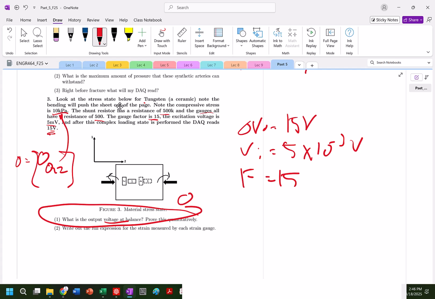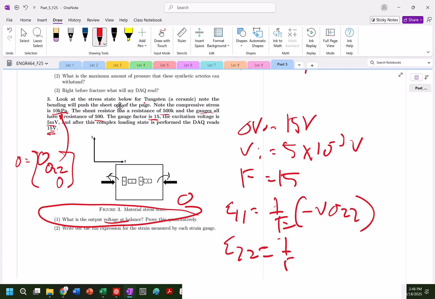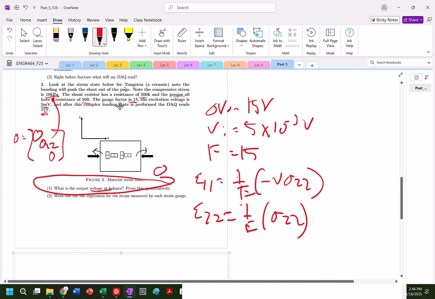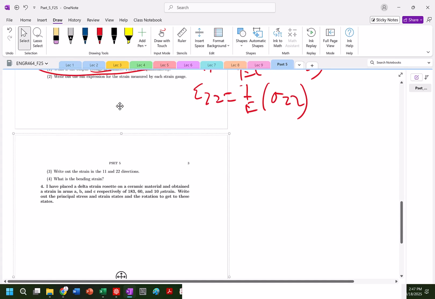So let's look at our strain. Our strain in the 1,1 direction is going to be equal to 1 over E times, now there is no sigma 1, so it's just going to be minus nu sigma 2,2. My strain in the 2,2 will just be equal to 1 over E, and I'm doing this shorthand here because I know that sigma 1,1 and sigma 3,3 are 0. Now there's also a bending. So there's a bending stress occurring here as well, so we have to consider that in the strain.